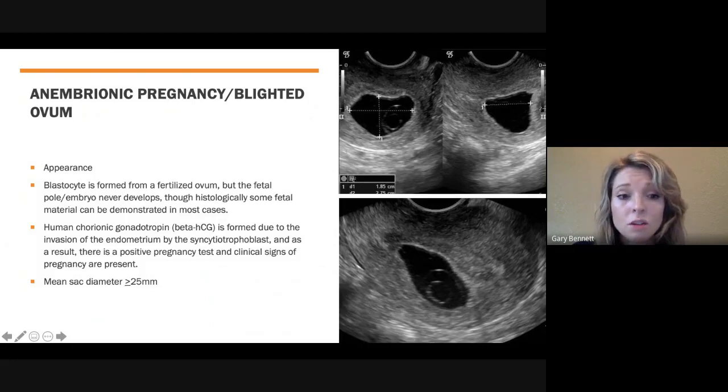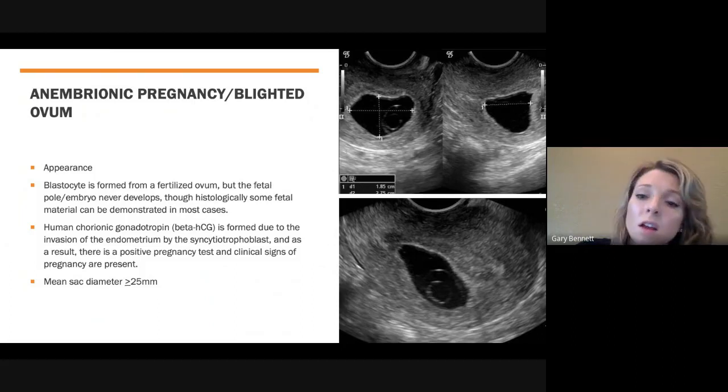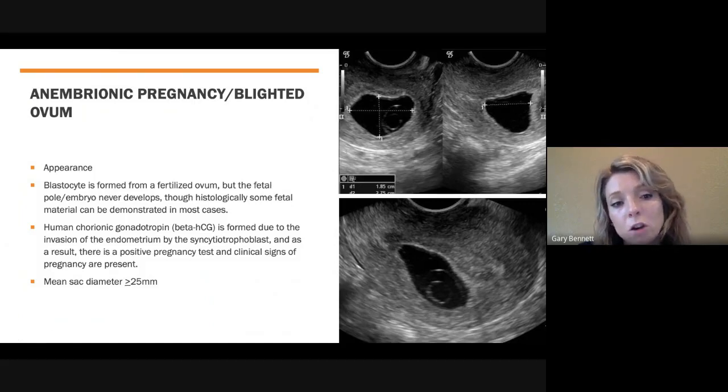So you're still going to have an elevated HCG. So on your blood test, or if you use the qualitative test, you're still going to have a positive HCG. So let's just look at some of the points here. Blastocyst is formed from a fertilized ovum, but the fetus never develops. Histologically, some fetal material can be demonstrated in most cases.